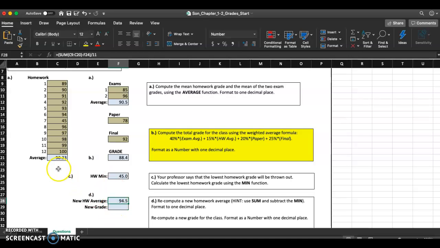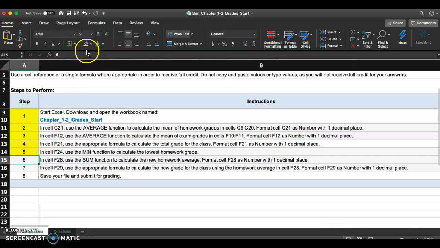Look, it went up. It was 90.33, but when we take away that lowest homework grade of 45, the new homework average is 94.5. Now, what I'm wondering is, will this person's grade go up to an A from 88.4 to at least a 90? We'll see that. So go back to the instruction page. I just completed step 6. Let's look at step 7, the very last step, because step 8 is just saving and submitting your file for grading.